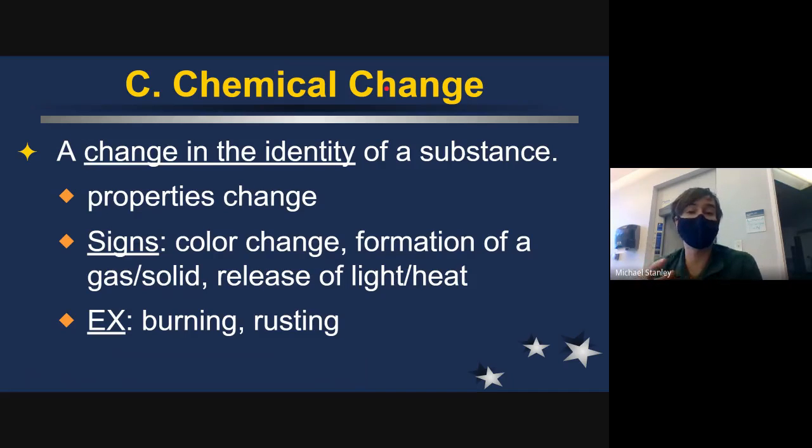So again, chemical changes are all about going through some sort of chemical reaction to produce a new substance, a different substance than what we had before.